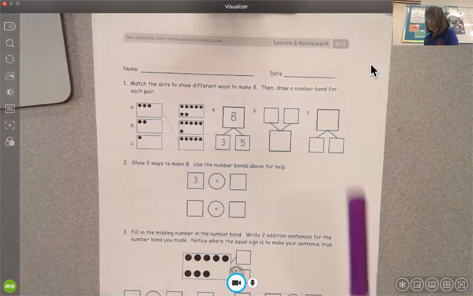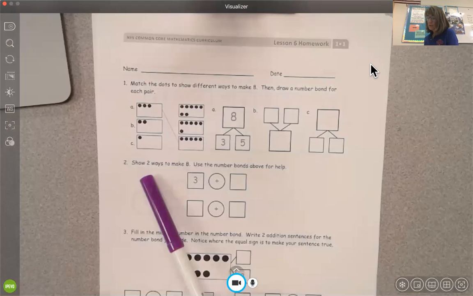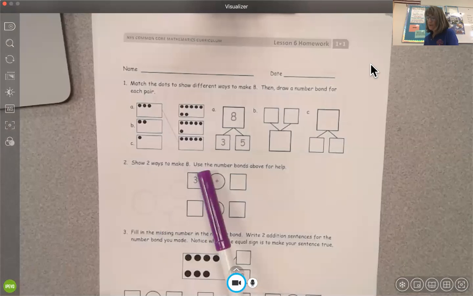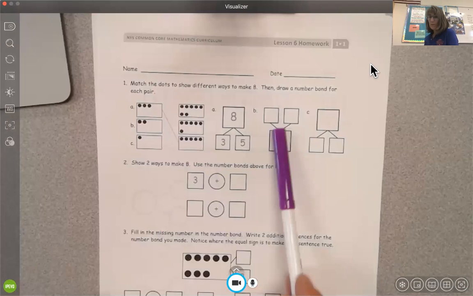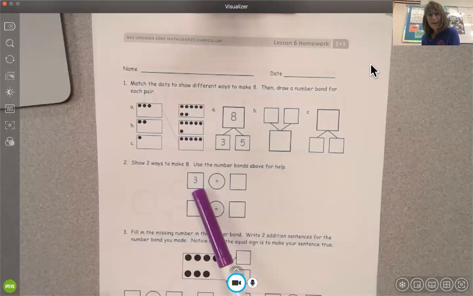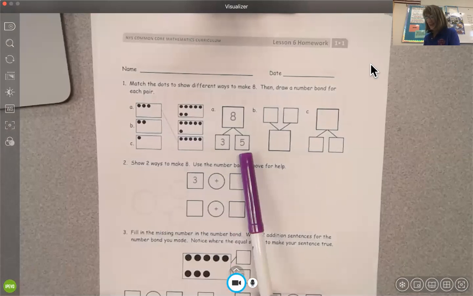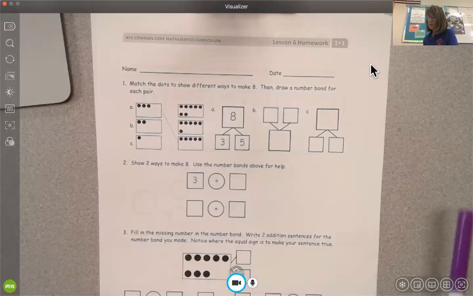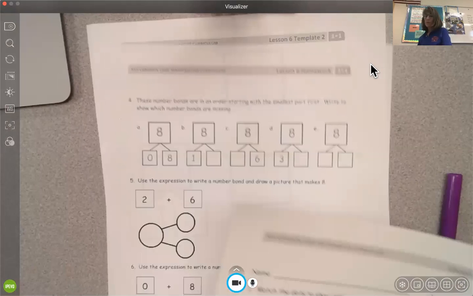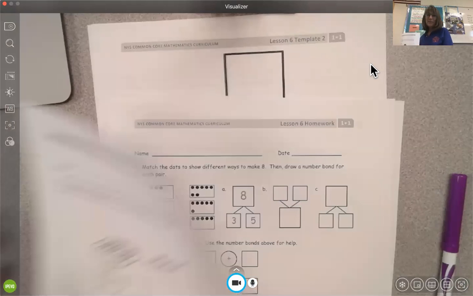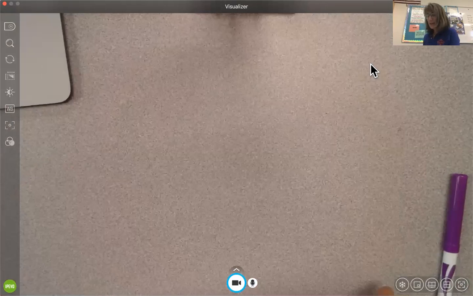All right, so show 2 ways to make 8. Use number bonds above for help. So these are some of the number bonds. You can use them down here. Look, it already has the 3. What goes with 3 to make 8? It's right there. Yeah, all you have to do is write the 5. So you can have help with your homework if you'd like. And when you're done with your homework, and you're really good at finding all the numbers that go with 8, then get to your exit ticket.